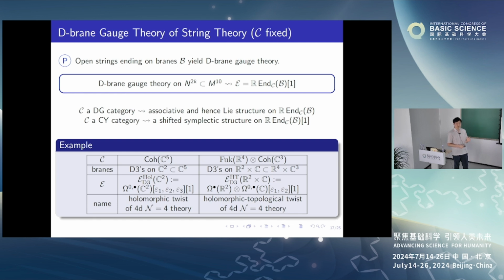Because you started with a certain sector, subsector, or subquotient sector of your string theory, the resulting D-brane gauge theory should also be a subquotient of what's expected, which is 4D N=4. And this just works out. That just comes out as a nice computation of homological algebra.